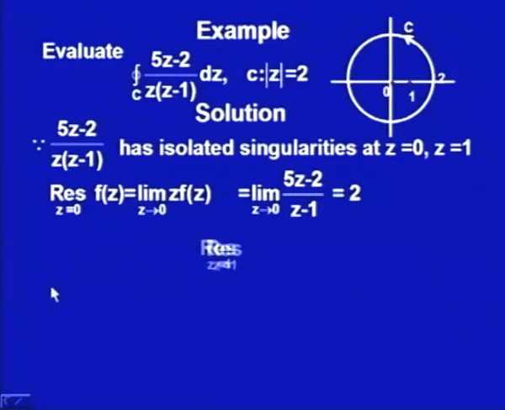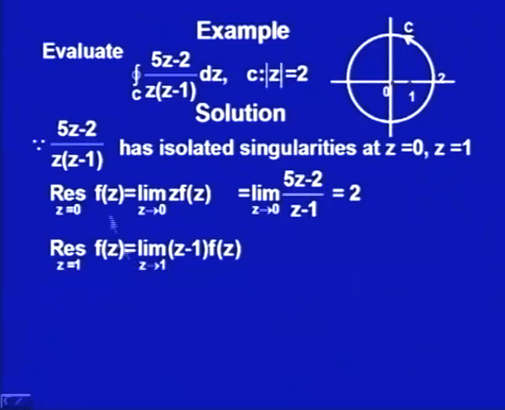Similarly, for the residue at z = 1, by the same definition it should be the limit as z approaches 1 of (z minus 1) into f(z). If I multiply f(z) by (z minus 1), I would get (5z minus 2) upon z. So, we have to evaluate the limit as z approaches 1 of (5z minus 2) upon z. Again, it says simply evaluate at z = 1. At z = 1, the numerator is 3 and the denominator is 1. So, we are getting 3. So, this is much simpler for finding the residue by this alternative method, because the poles are simple and the function is also a simpler one.